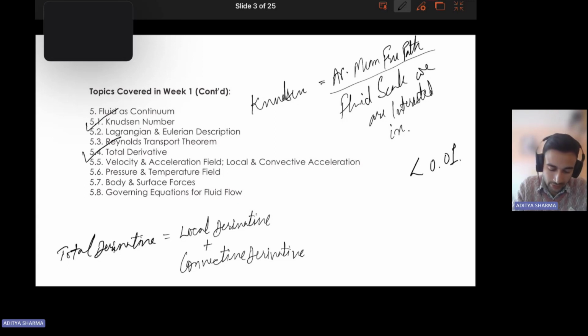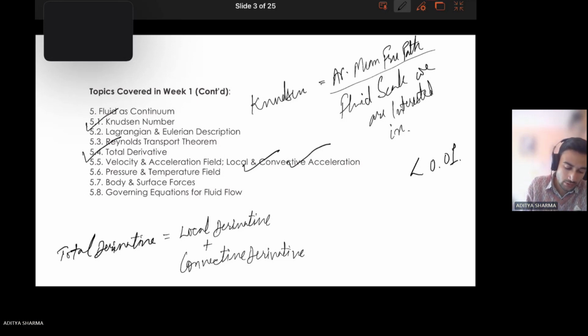Local derivative and convective derivative. Then this is covered, right? Then pressure and temperature fields were mentioned in the slides further. Very basic and important properties.